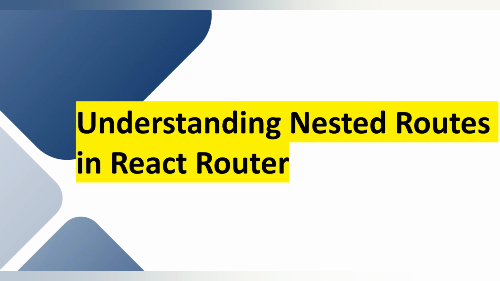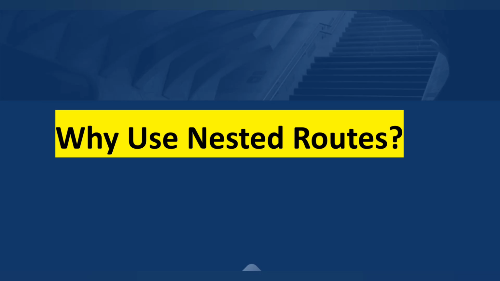Next, we move on to why use nested routes. First, we use them for organized structure, just like the amusement park is organized into different sections. Nested routes help keep your application organized, and you can have a main route and then specific sub routes under it. So this is the first one, and the next one is better user experience.